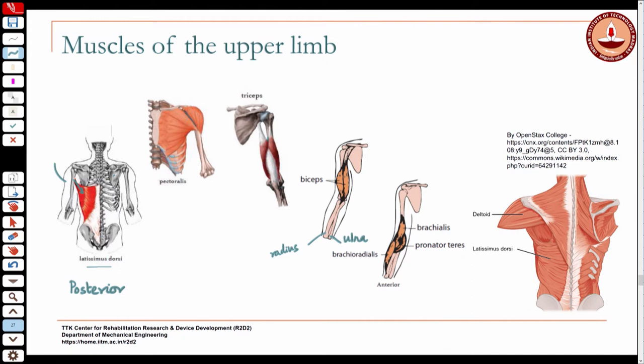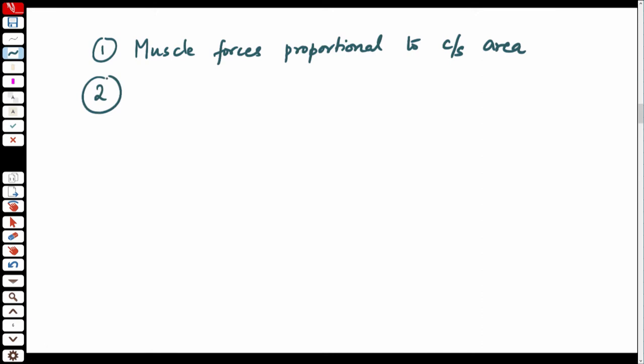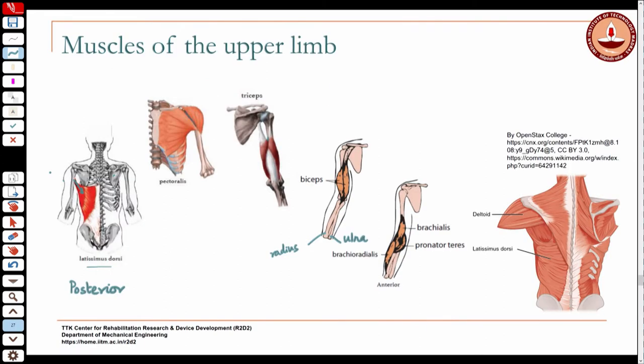So one is muscle forces proportional to cross sectional area, that is one strategy. So, strategies for an indeterminate system. Correlate muscle forces, EMG signal measurements.